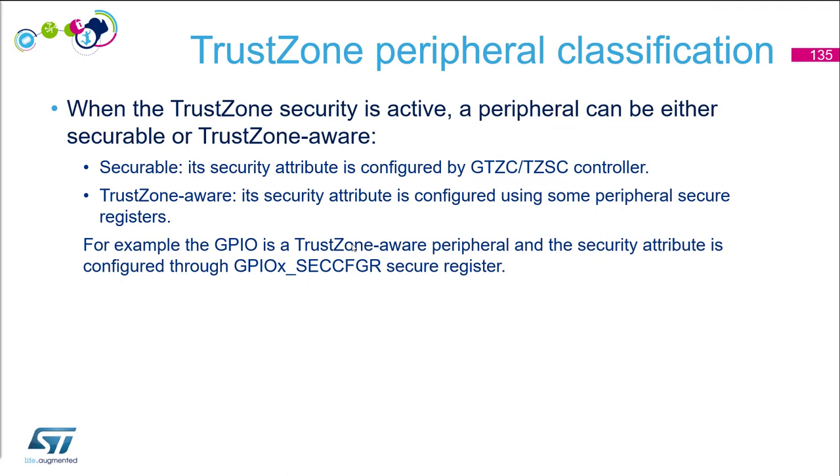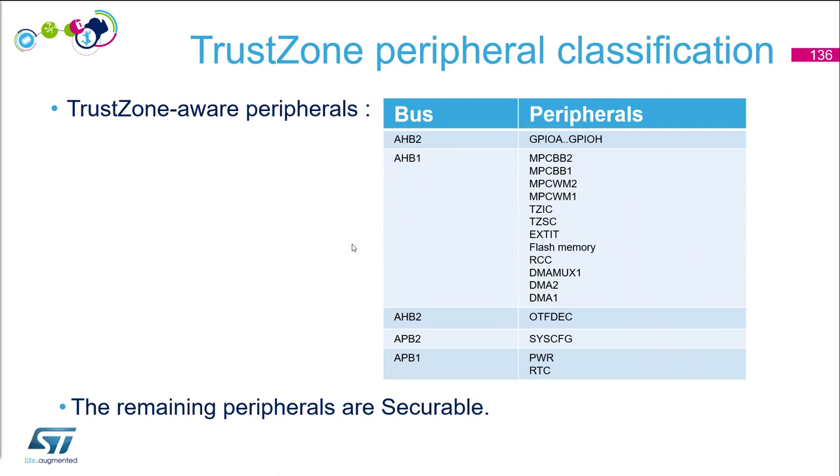When the TrustZone security is active, a peripheral can be either securable or TrustZone aware. Securable means its security attribute is configured by the GTZC TZSC security controller. If it's TrustZone aware, its security attribute is configured using some peripheral secure register. For example, the GPIO is TrustZone aware, so there is a specific register inside the GPIO to configure if it's secure or not. Here you can have the list of the TrustZone aware peripherals and the remaining peripherals are securable. So I invite you to have a look in the reference manual of the chip that you are using to confirm this information.